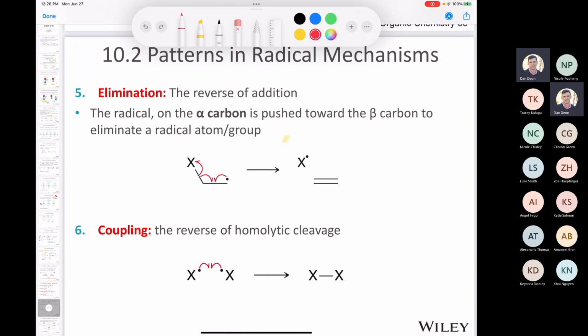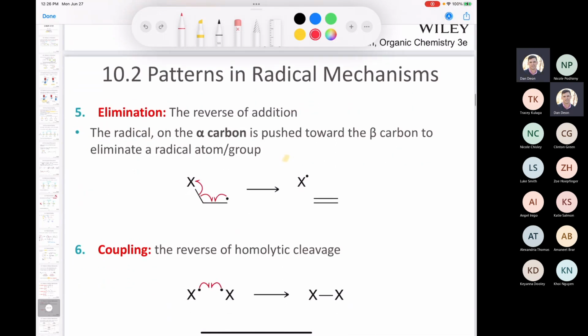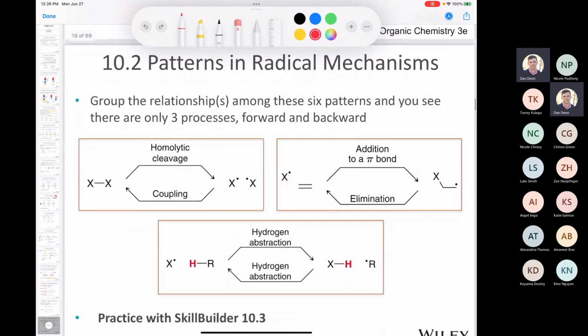Okay, so you might have noticed a couple of patterns here, very distinctive patterns, and that is that you can actually group these in kind of 3 or 4 processes, if you want to think about it that way. You probably noticed that the homolytic cleavage, the first one, and the last one, the coupling, are just the opposites of each other. And if you noticed that, you're 100% correct. They are the opposite of each other. Then you might have noticed that the second one that we looked at and the fifth one, the addition to the pi bond and the elimination, those are the opposite of each other. That is also true. Then the hydrogen abstraction, well, that's not the opposite of a halogen abstraction. That's something new unto its own.